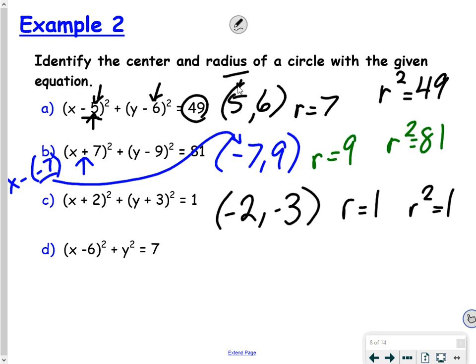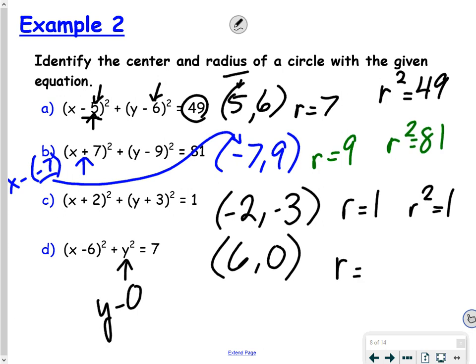For part D, we're going to have (6, 0). Notice there's no change, that value is going nowhere, so that y-coordinate is just 0. For the radius, this one's kind of tricky. A lot of people just write 7, but it's r squared that's 7, so when we take the square root, we get the square root of 7. That's how we can identify the center and radius given the equation.